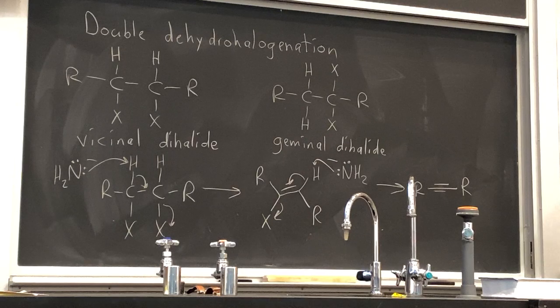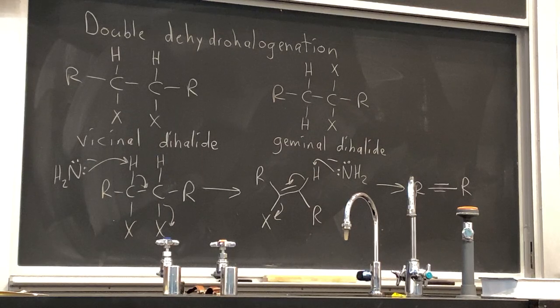And we're forming ammonia. I'm not drawing the byproducts, but we're getting ammonia. That's our conjugate acid of NH2. And notice that because this intermediate vinyl halide is planar, we automatically have that anti-periplanar conformation for generating the product.